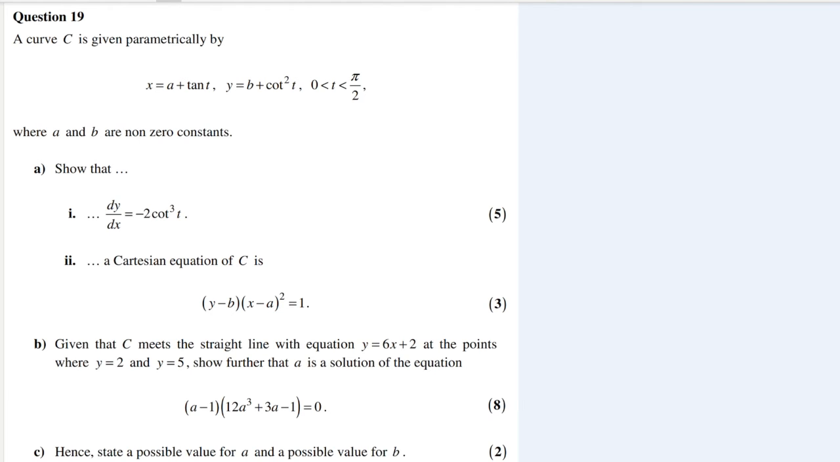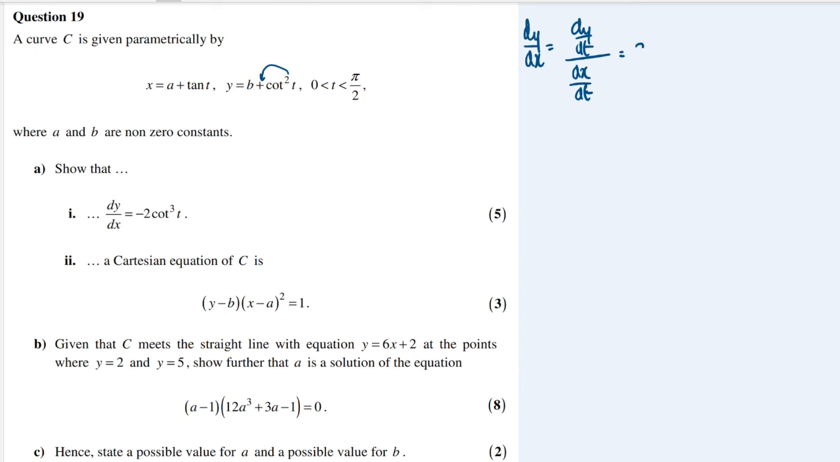Question 19. Beast question. Show that dy by dx is equal to minus 2 cot cubed t. So dy by dx is equal to dy by dt over dx by dt. Differentiating the y function, I'm going to use the chain rule. So obviously b, the constant, differentiates to 0.